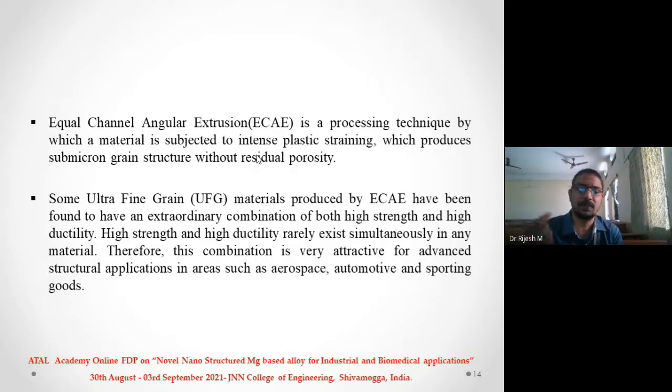This process will give you nanostructured grains at one point of time, and this nanostructured bulk material has a problem. They do not have ductility.